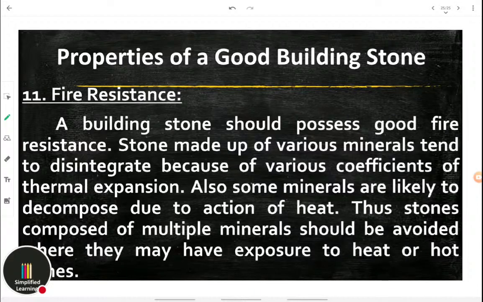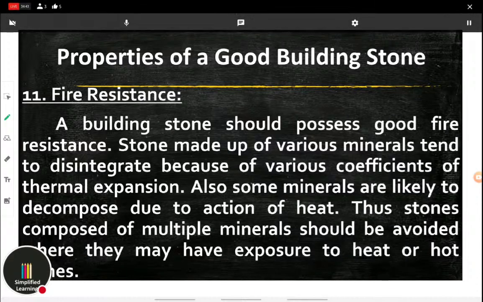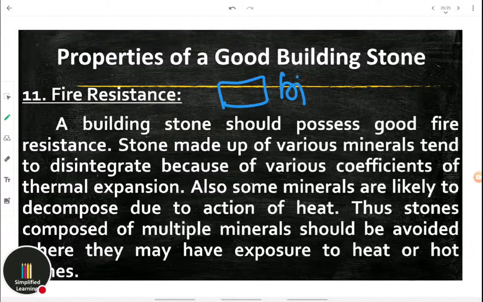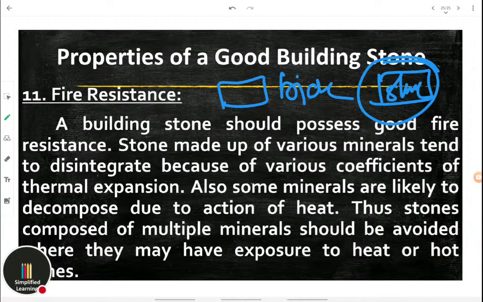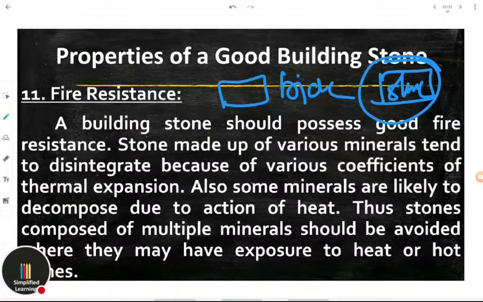Fire resistance. Basically, a stone does not have good fire resistance. When we are comparing the two building materials, brick and stone, the one having the least fire resistance is stone. Stone has less fire resistance, but if we do not have an option, if we have to go with stone only, then what can we do? A good building stone should possess good fire resistance. That is the desired one. Stone made up of various materials tends to disintegrate.